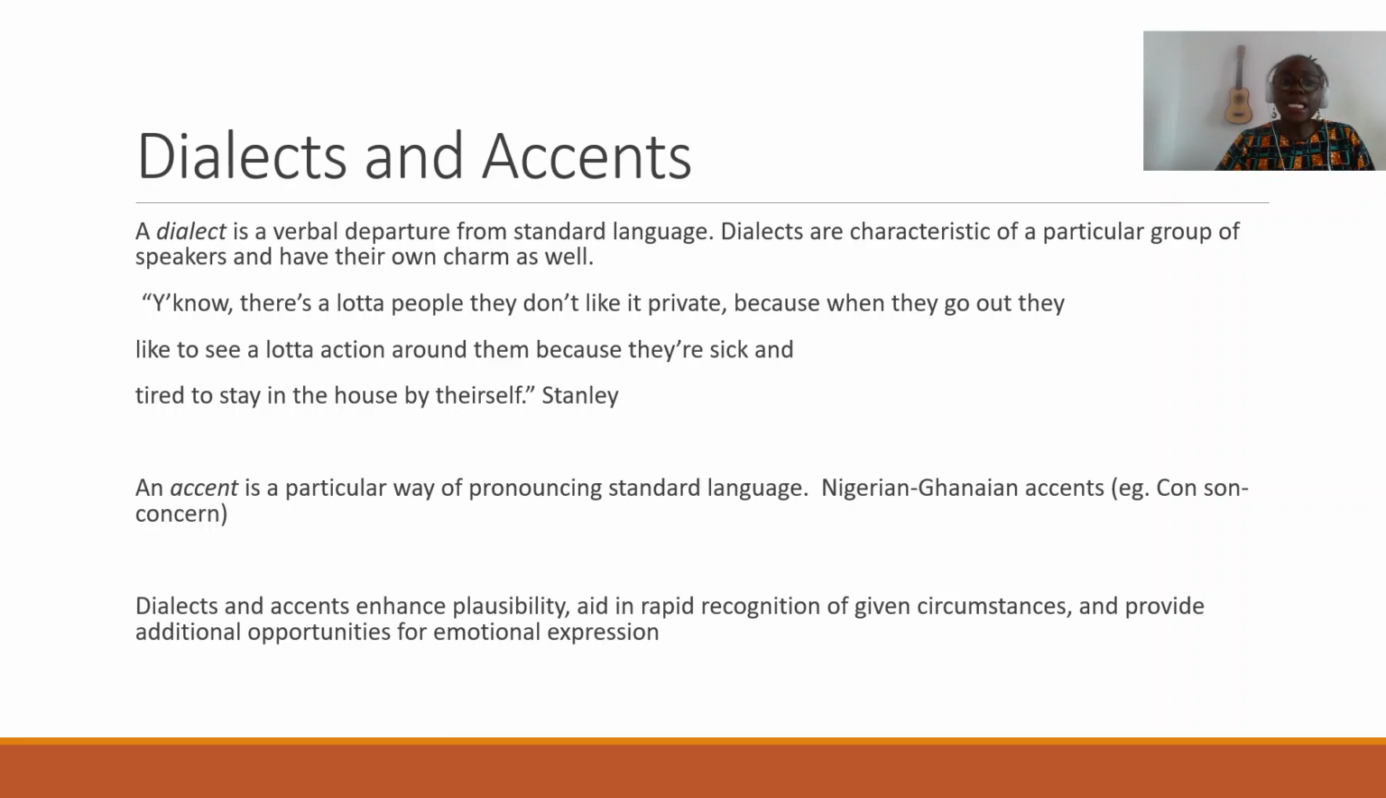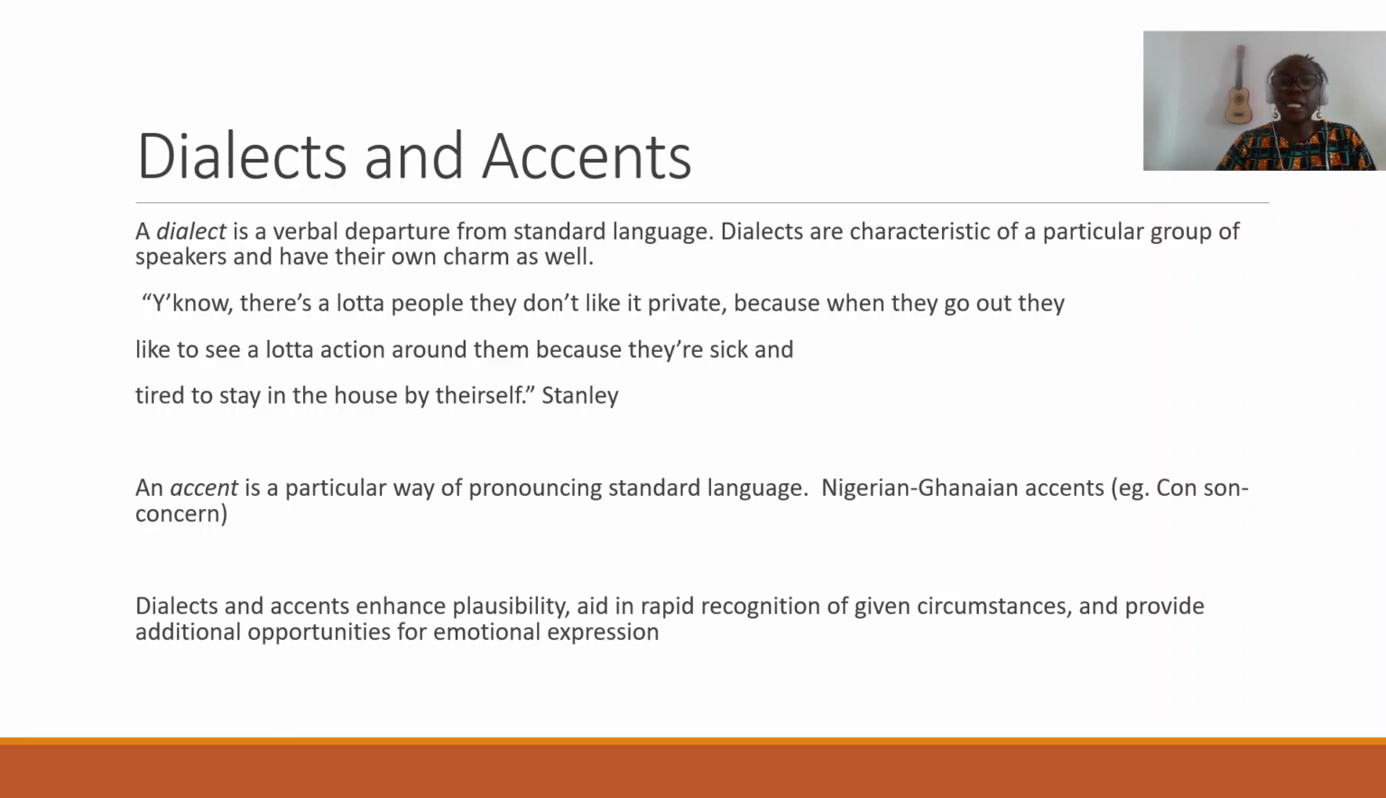On the other hand, an accent is a particular way of pronouncing standard language. So whilst a dialect is a verbal departure from the standard language, you have an accent being a way of pronunciation. So the easiest way to talk about this is by comparing Nigerian and Ghanaian accents. So if you are going to say concern, I will say concern and a Nigerian will say concern. It does not concern you, and so forth. I know you know all of these things.